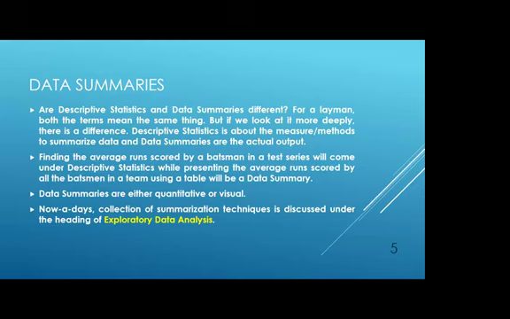Now this is one example I'm giving because now cricket is being played. Finding the average run scored by a batsman in a test series will come under descriptive statistics, while presenting the average run scored by all the batsmen in a team using a table will be a data summary. Okay, I think that clearly explains the difference between your descriptive statistics and data summaries.